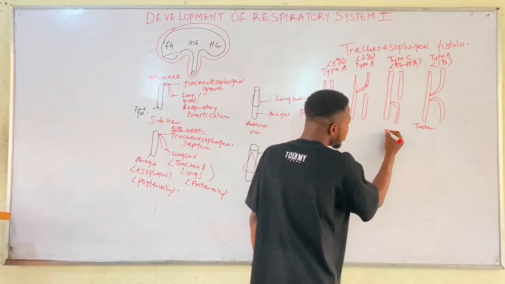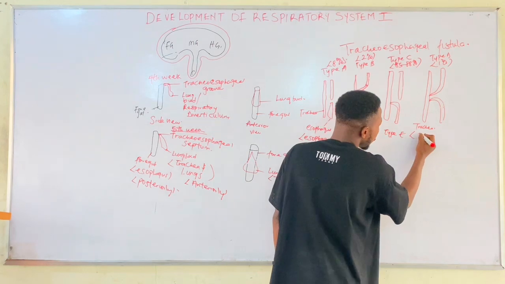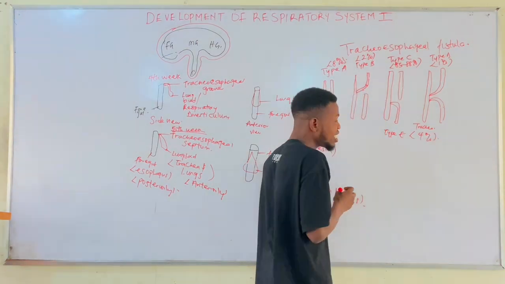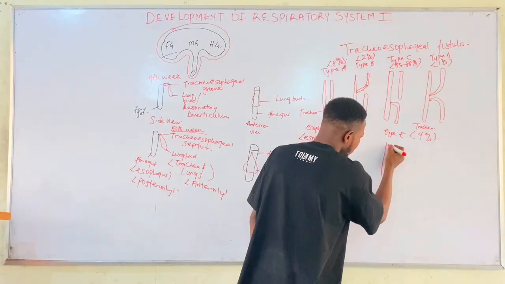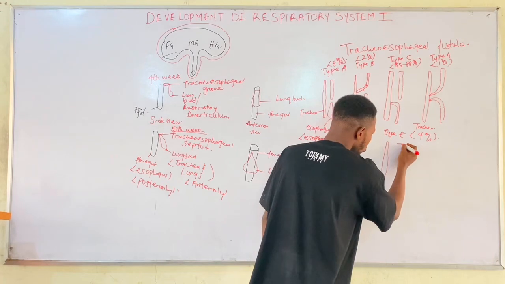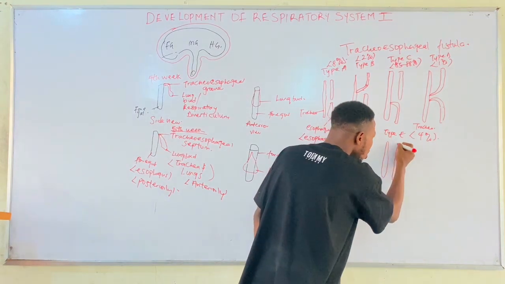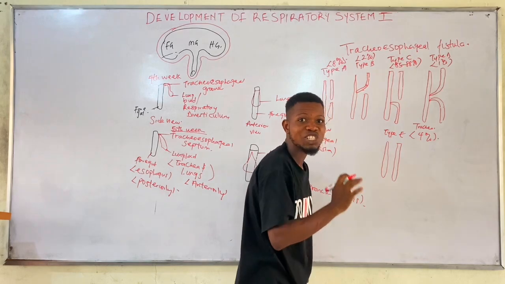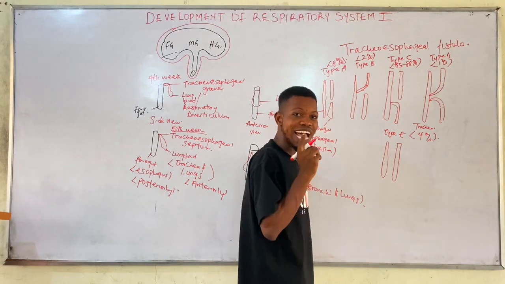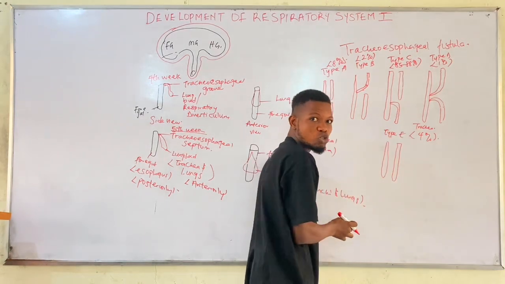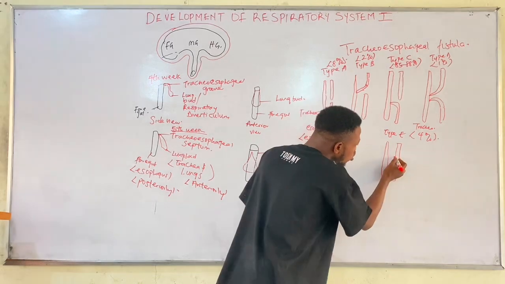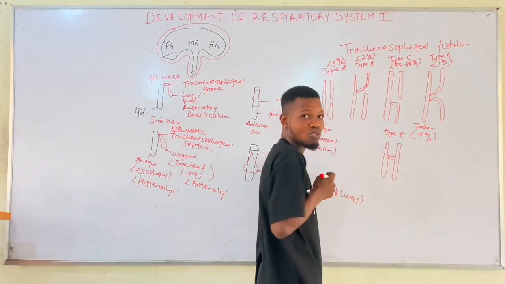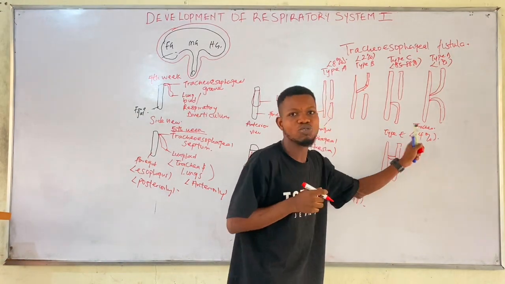Now the last one is type E. This one occurs in 4% of cases, in the sense that this is the trachea, this is the esophagus. The esophagus is a straight tube that goes into the stomach, so that communication is not lost in type E. That means the esophagus is connected to the stomach, but at the same time it is also connected to the trachea. That is what we call type E tracheoesophageal fistula.